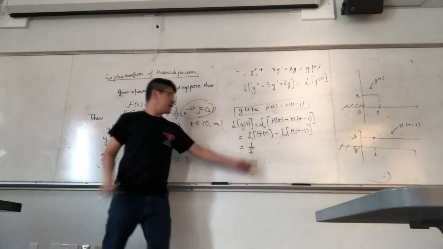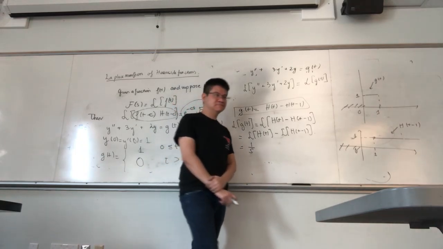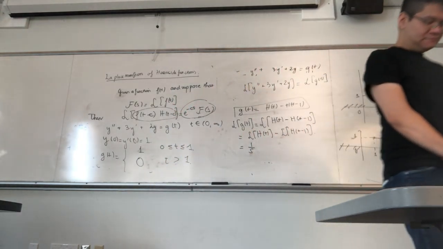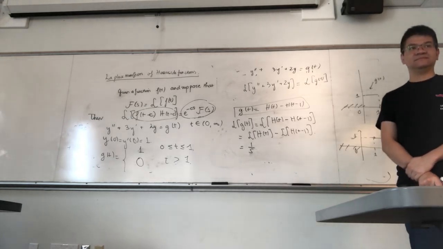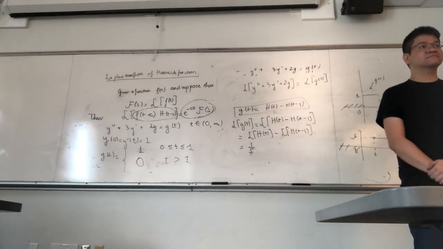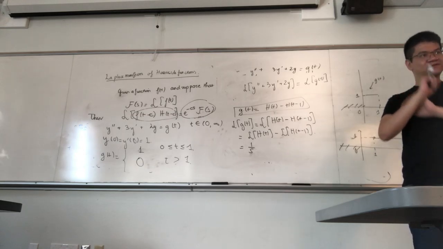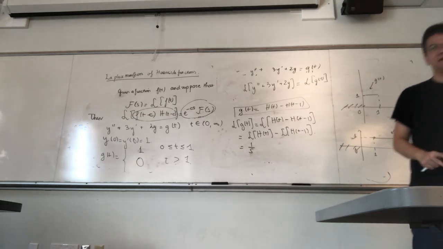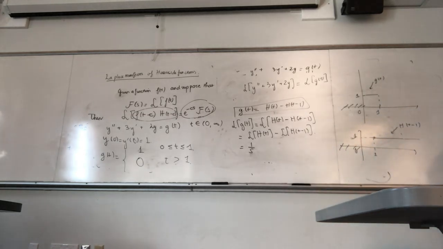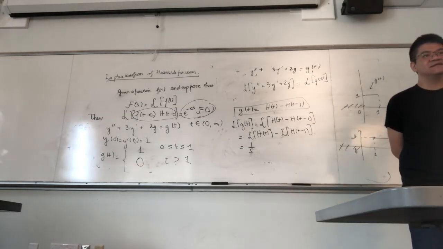This is 1 over s. And what is the Laplace transform of h of t minus 1? We wrote the formula for h of t minus a from the beginning of the class. What is it? Yes, e to the negative s over s.